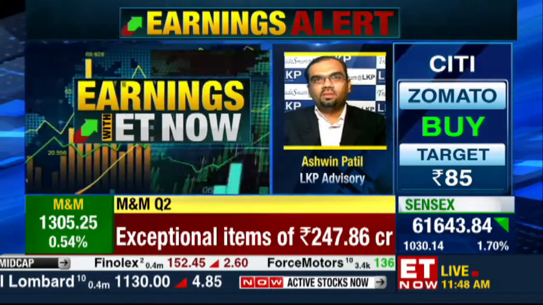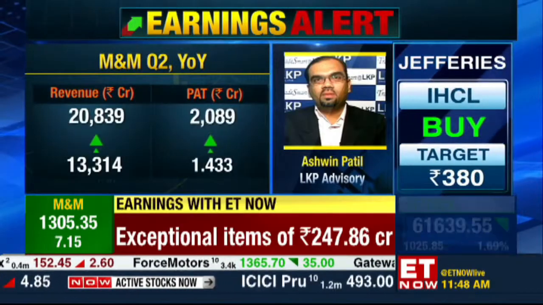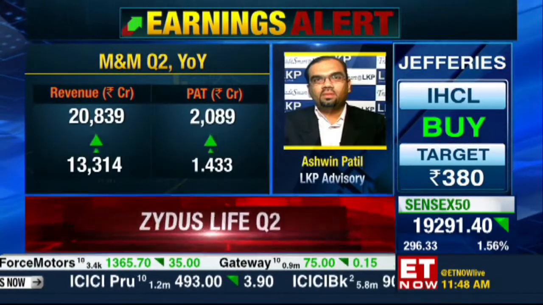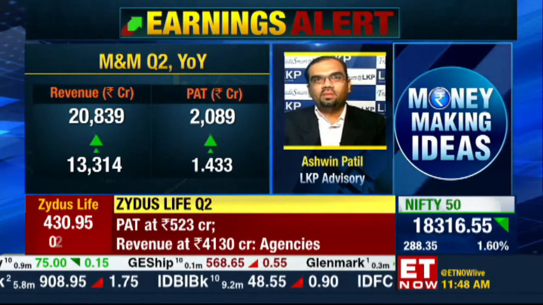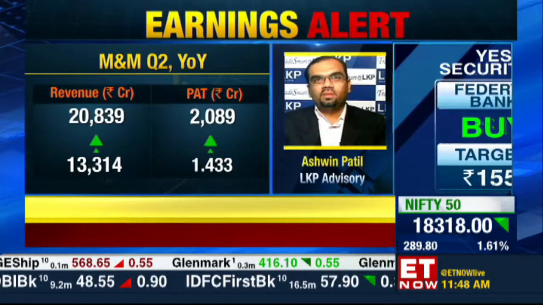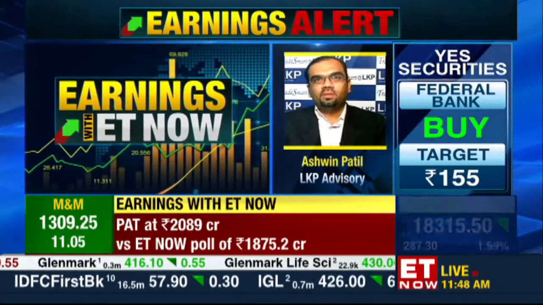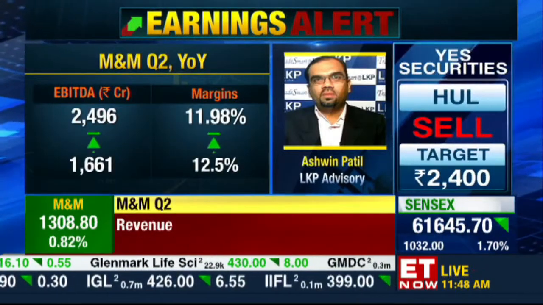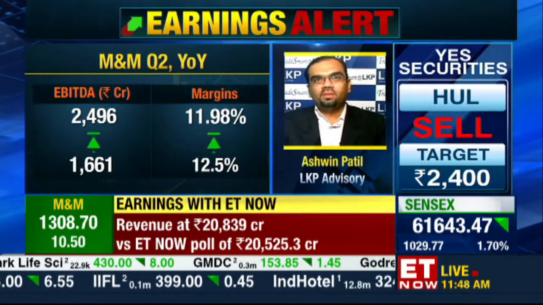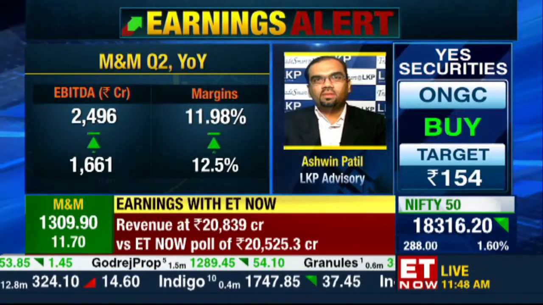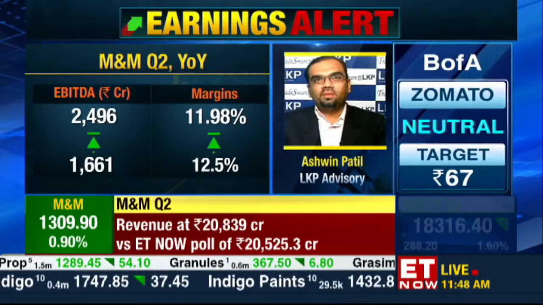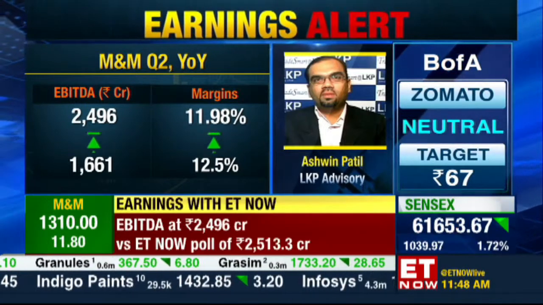So the company has been able to deliver on that front as well. On the margins front, I would say that 12% is a good margin. We were also working in line with that kind of margin, so in-line numbers on that front. On the profitability at the bottom line, if you take out the exceptional items, the numbers were slightly ahead of our expectations. On the whole, I think it was a good set of numbers from M&M.